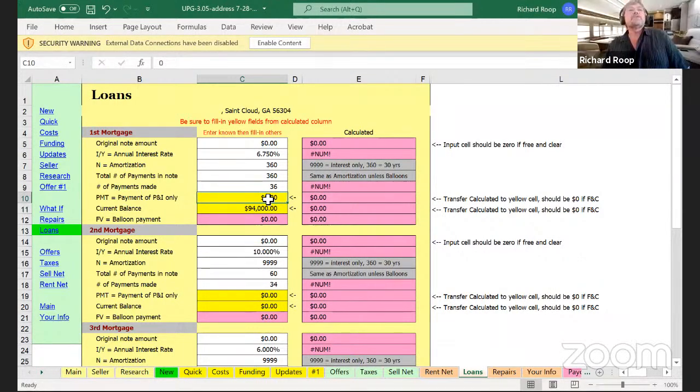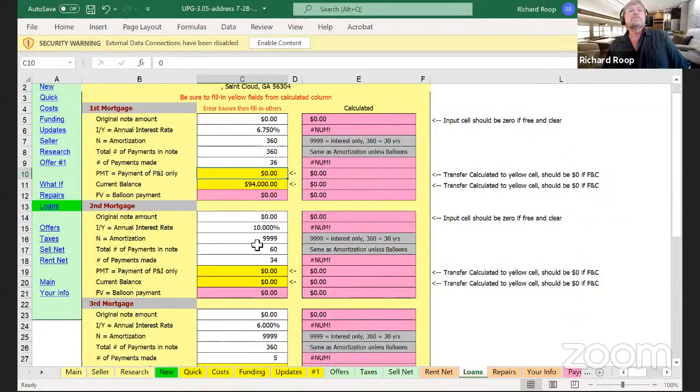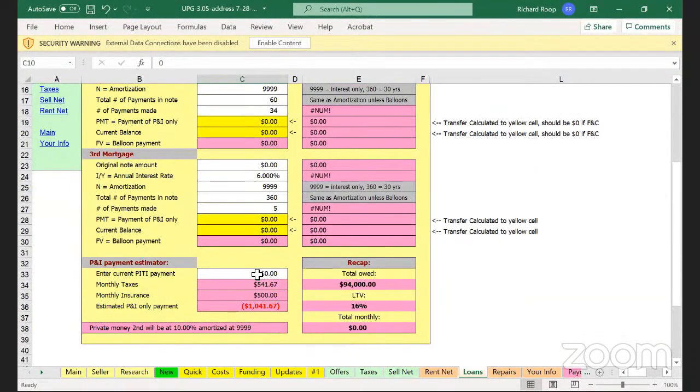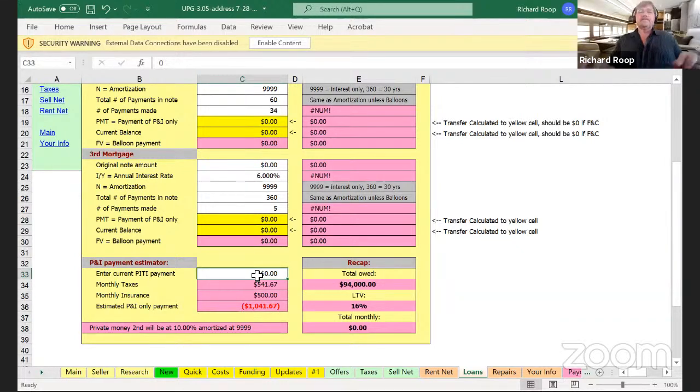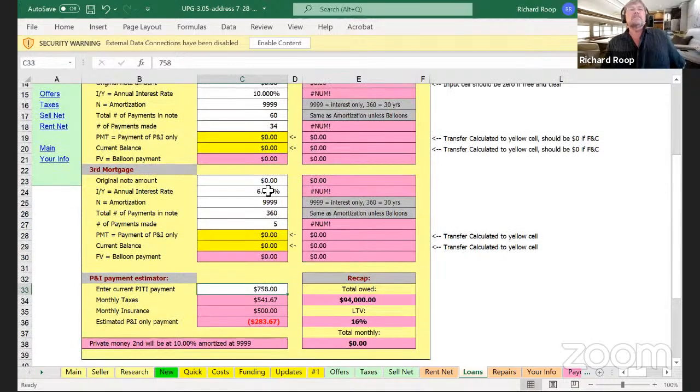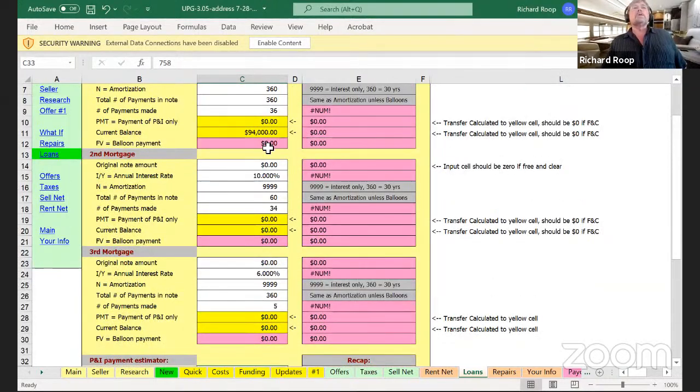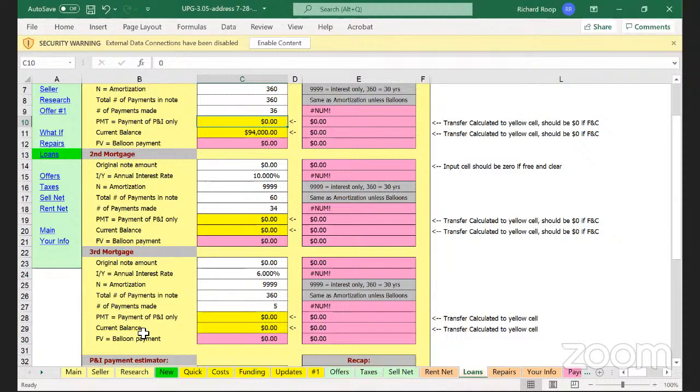Okay, is that principal and interest or total? Total. Yeah, 758 a month. Okay, PITI. Right. So I'm going to put 758 down in here, and then put the taxes and insurance in there so we can determine the principal and interest only payment. That's what I need here.